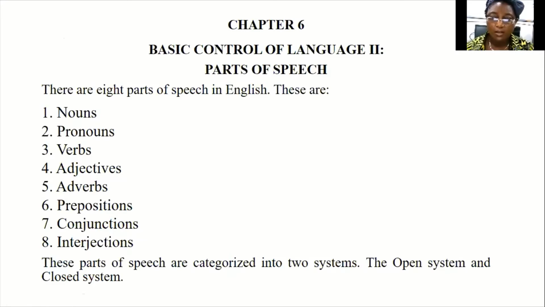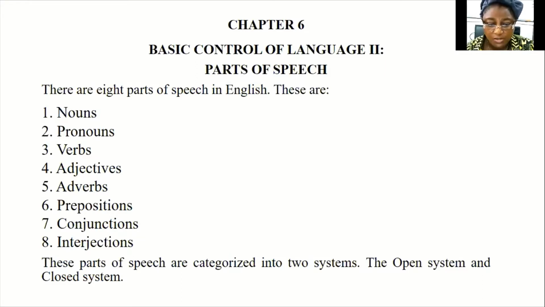We're going to be treating chapter 6 today. And the topic is basic control of language 2, parts of speech. There are basically 8 parts of speech in English: the nouns, the pronouns, verbs, adjectives, adverbs, prepositions, conjunctions, and interjections.